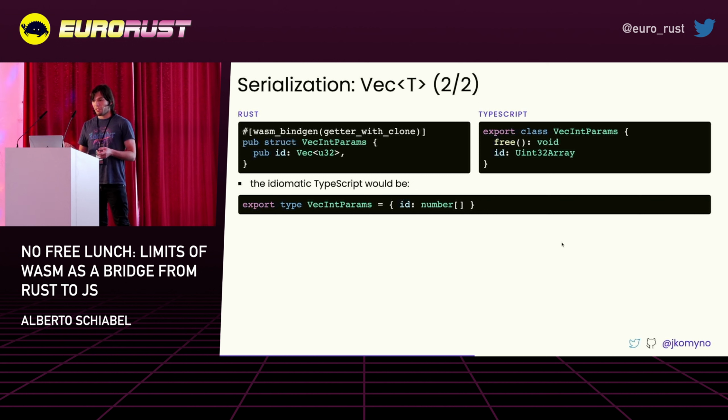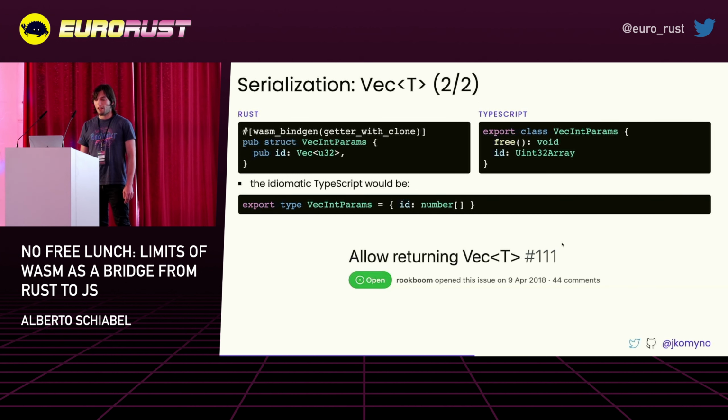A simpler case, sorry, is just using a vector of scalars, in which case we get a serialization. It works, it compiles. You can use it in TypeScript. It's not really a standard vector for JavaScript land. It's a Uint32Array, which is very similar to the shared buffers you will use with web workers. So it's basically a byte array. The idiomatic TypeScript for that would be just ID of number and then the square brackets for indicating an array. And again, there's an open issue. It's been open since 2018, so it's a pretty old problem.